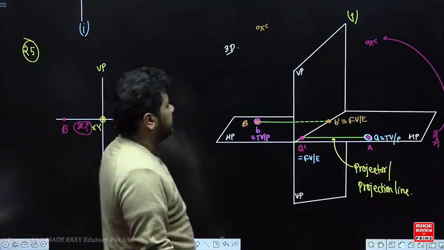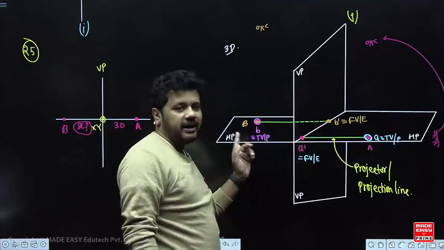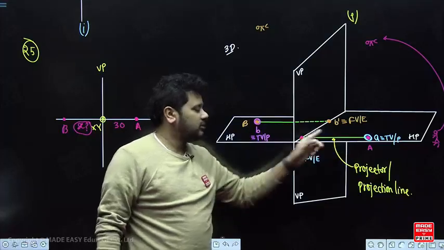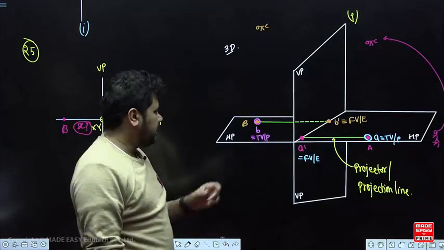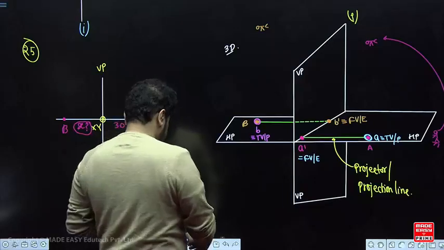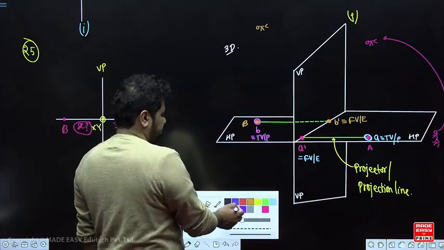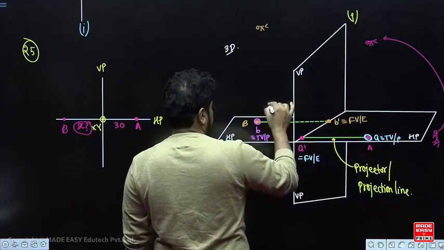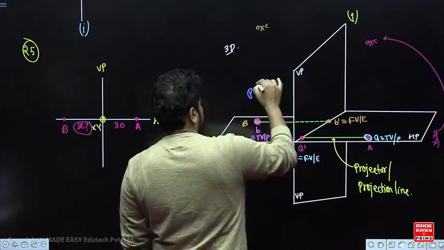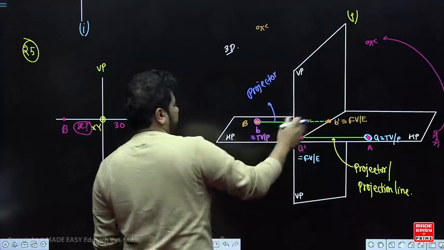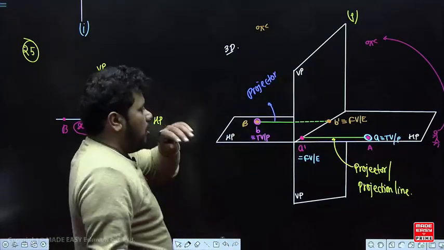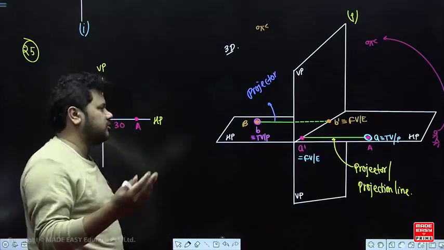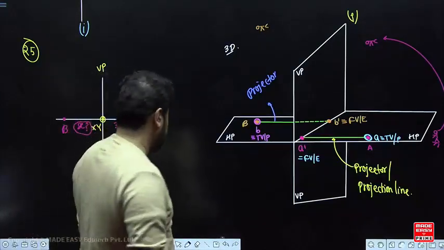Now you might ask, sir, why you have taken B here, why not just behind A, or in front of A? Because in the question it is said that the distance between their projectors is 75 mm. What does that mean? This is one projector, this is also a projector. The lines joining the front view and top view are called projectors or projection lines.